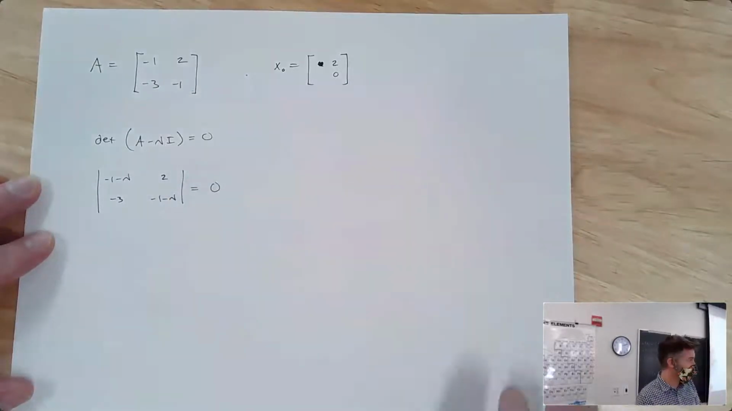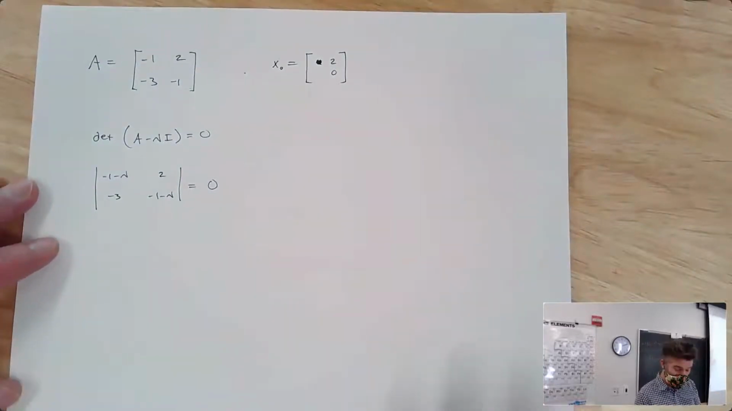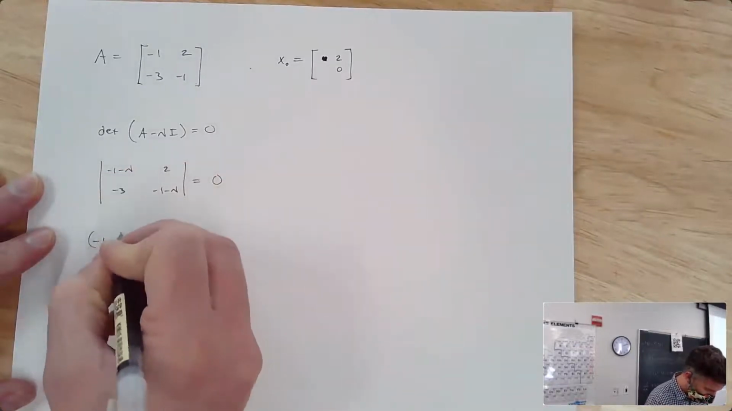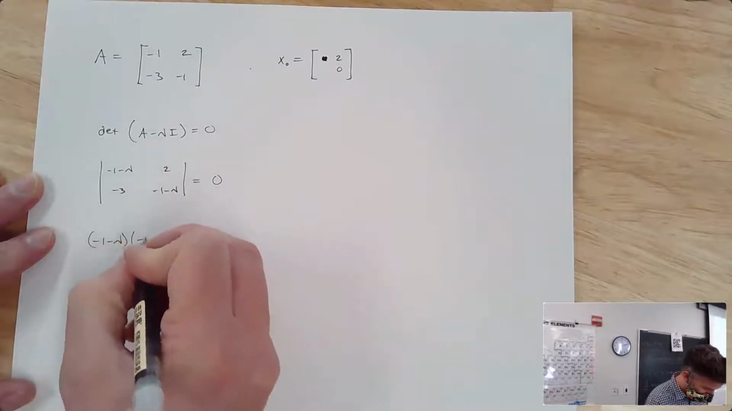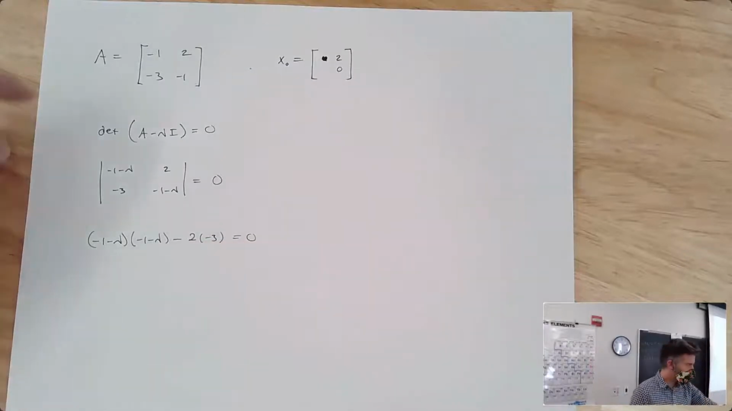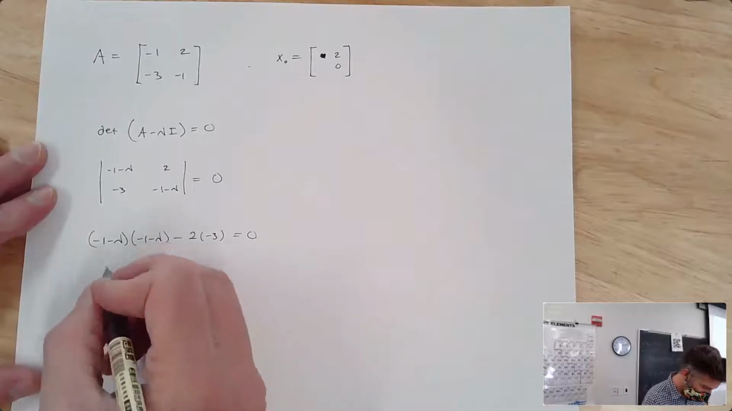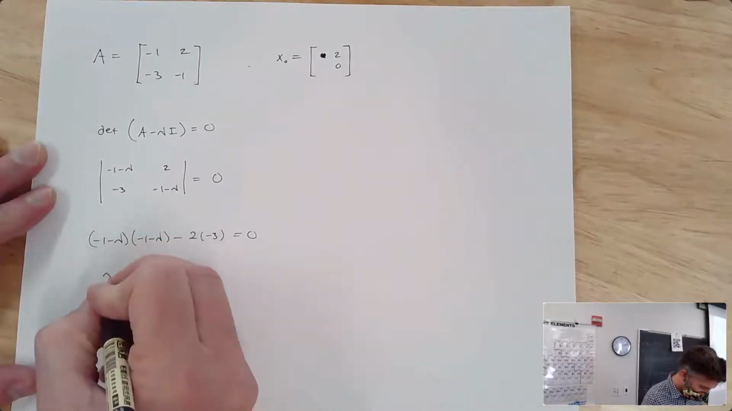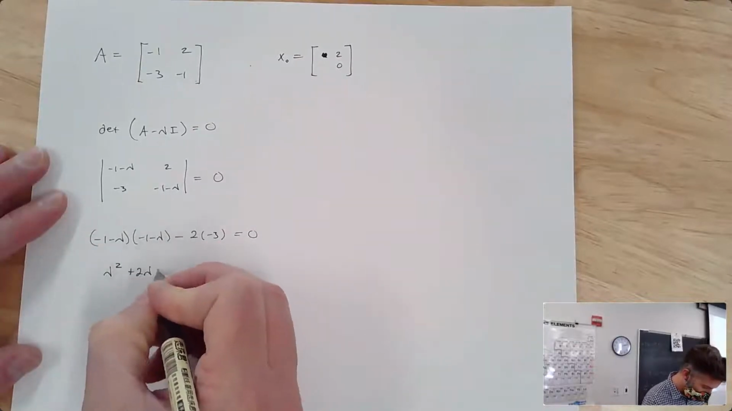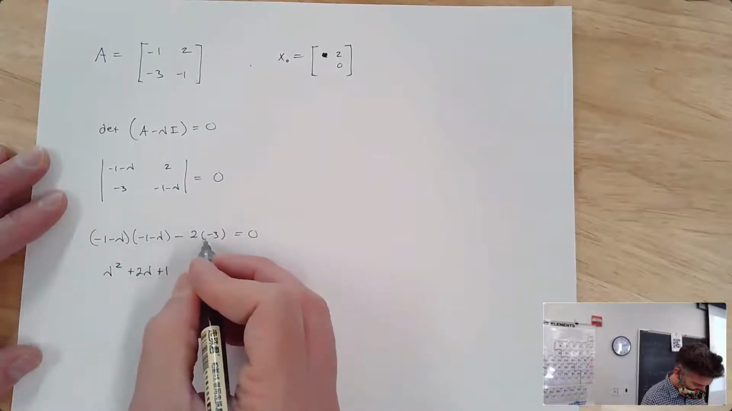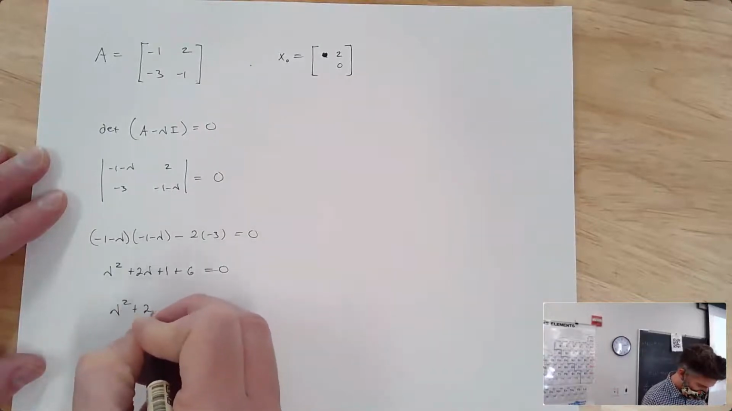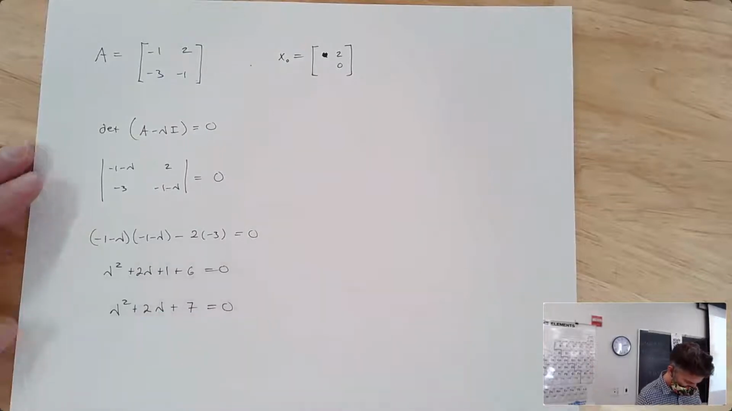And I have a feeling I'm going to need some imaginary eigenvalues. That's okay. We can move on, or we can do it if you guys really want to. Let's find out. So I'm going to have negative one minus lambda times another negative one minus lambda, minus 2 times negative 3. Multiply this out. It's going to be lambda squared plus 2 lambda plus 1, minus 6 is plus 6, equal to 0. So I've got lambda squared plus 2 lambda plus 7 equal to 0.